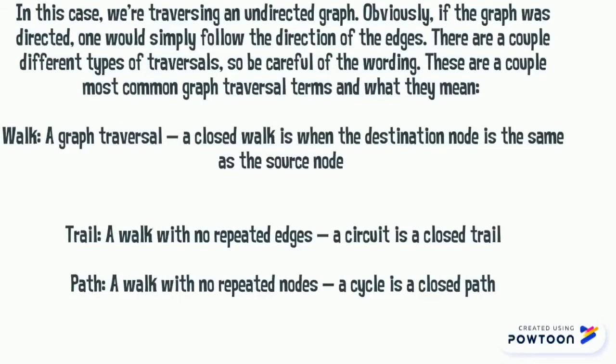Walk: a graph traversal. A closed walk is when the destination node is the same as the source node. Trail: a walk with no repeated edges. A circuit is a closed trail. Path: a walk with no repeated nodes. A cycle is a closed path.